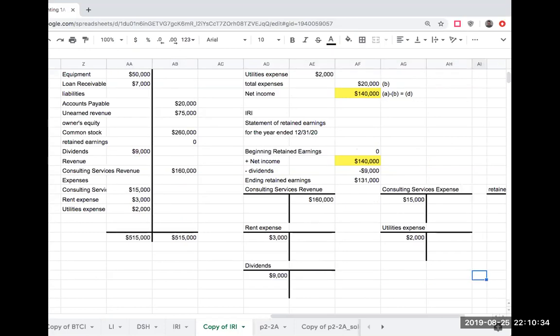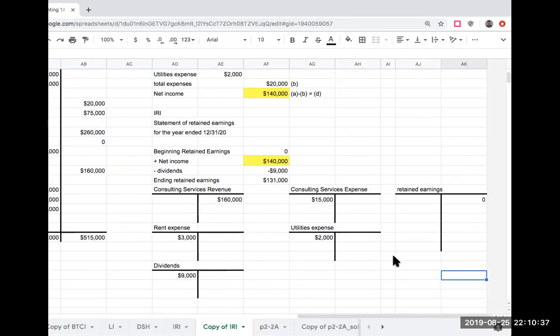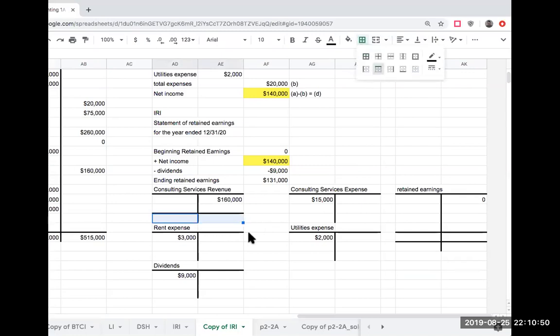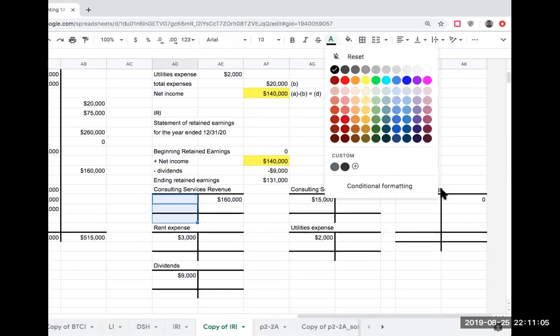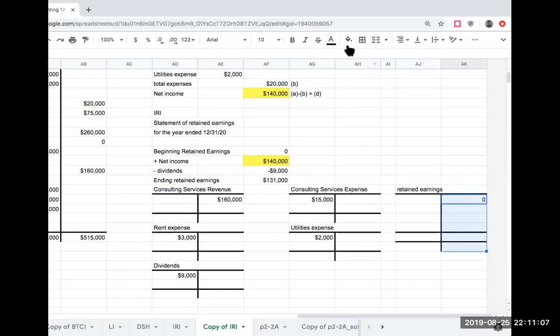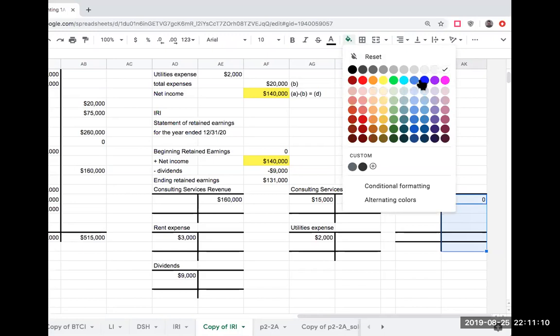Okay. So when I'm closing out these accounts, what is my goal here? What am I trying to do when I'm closing out accounts? What do I want to make all these temporary accounts? 0. What does their ending balance need to be? 0, correct. So what do I need to do in order to make consulting services revenue go to 0? Debit. Need a debit, okay?